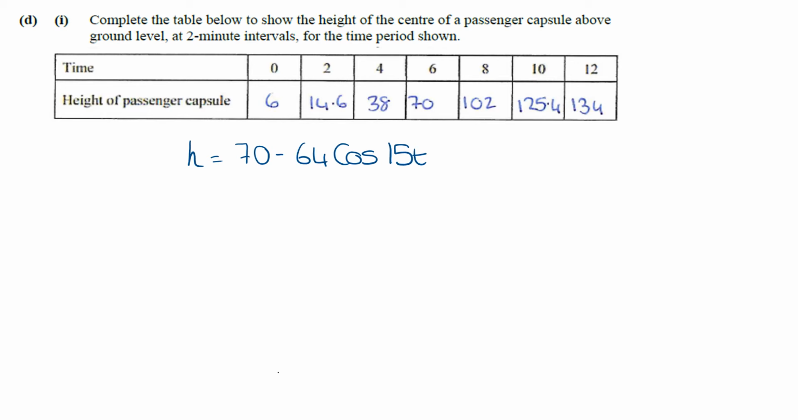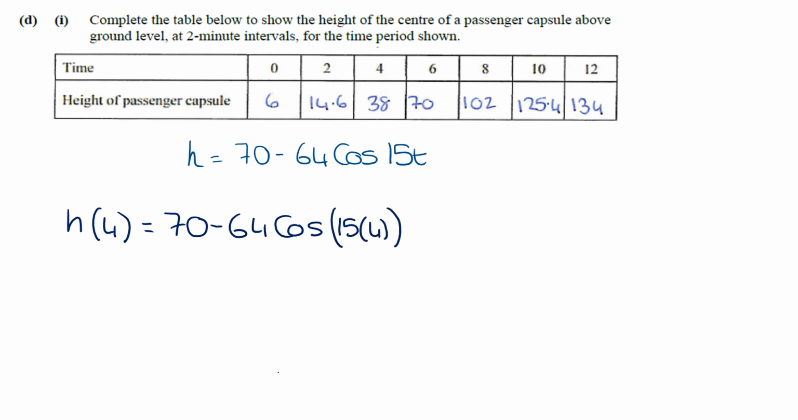So I'll show one as an example. So I'll take h of 4. So instead of t, I'm putting in 4. So 70 minus 64 cos of 15 by 4. Make sure in your calculator there's external brackets there as well. If not, you may get a funny answer. And rounding that, we should get 38.